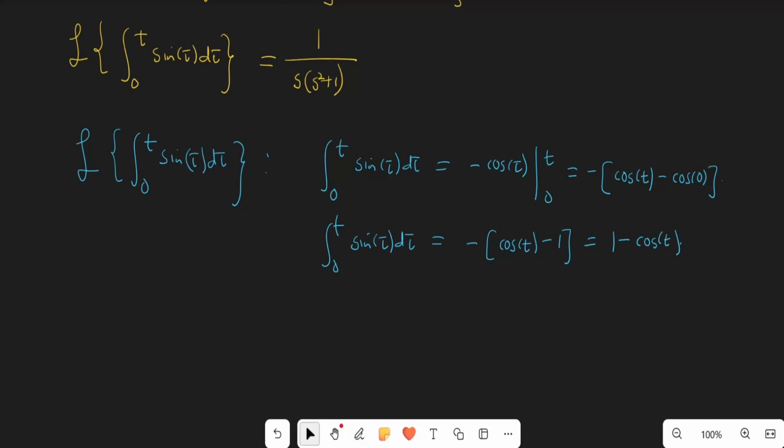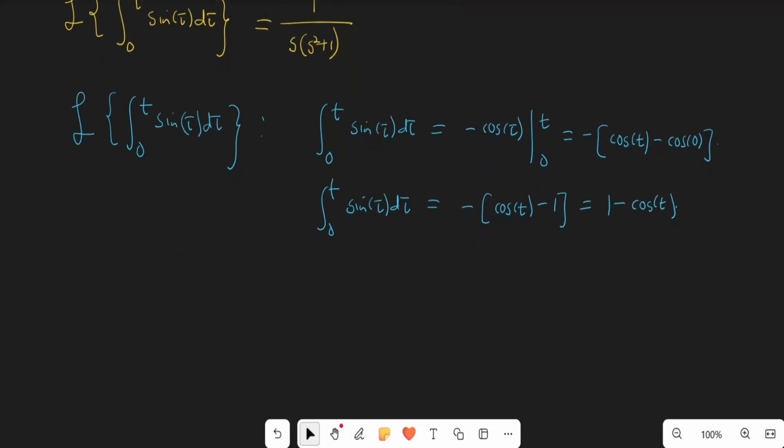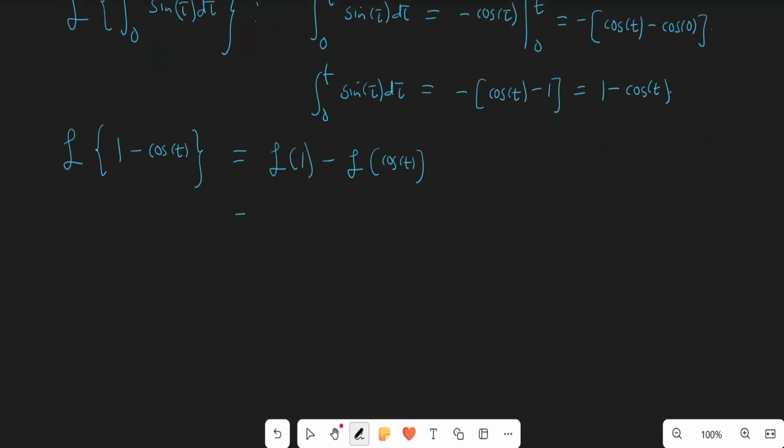So instead of using the formula, we can integrate first, and this is what we get. Now we take the Laplace transform of 1 minus the cosine of t, because it is the same as the integral from 0 to t of sine of tau d tau. Using the linearity property of the Laplace transform, this is the Laplace of 1 minus the Laplace of cosine of t. From our tables, the Laplace of 1 is 1 over s, minus the Laplace of cosine of t, which is s over s squared plus 1.